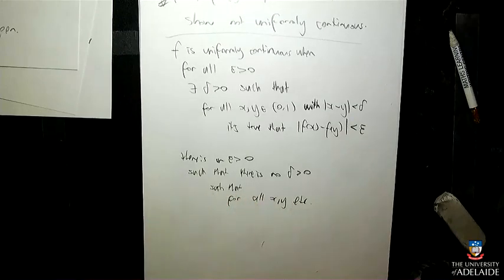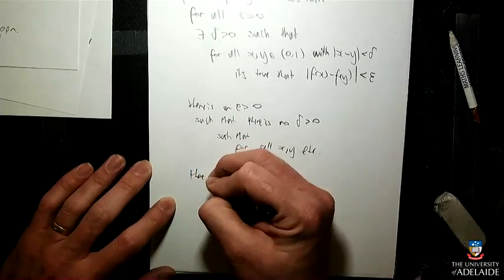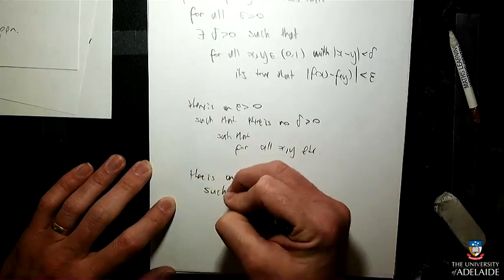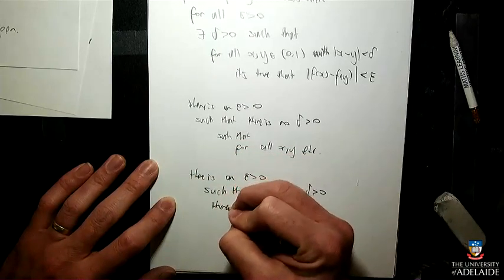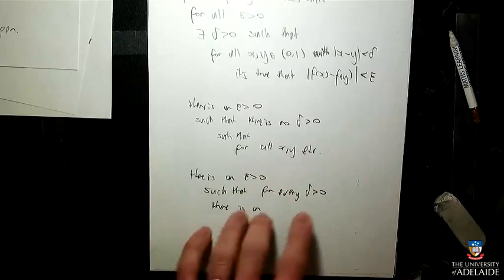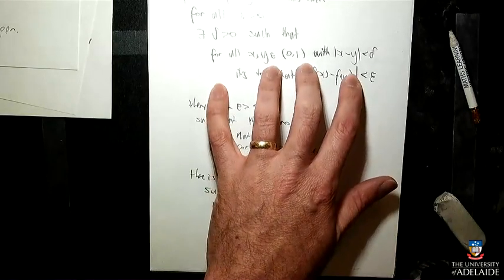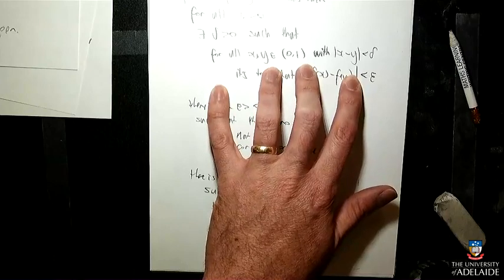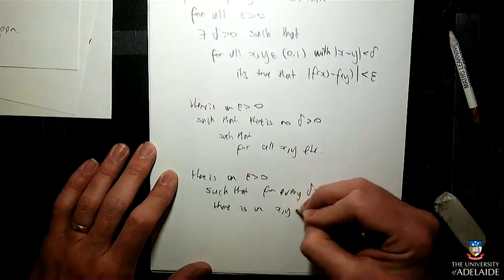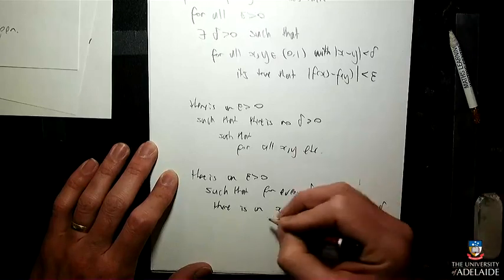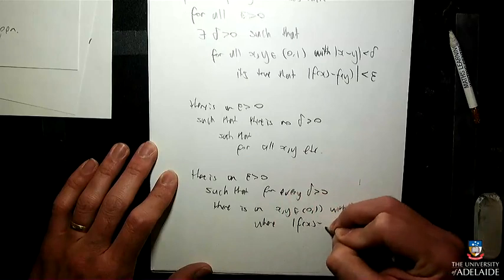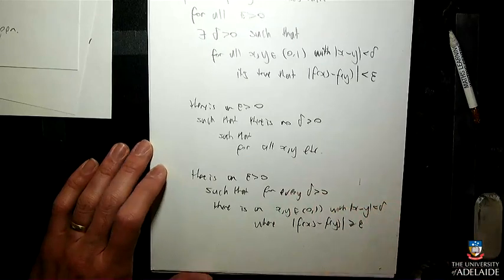So, such that blah, blah, blah. So it's the same as saying there is an epsilon greater than 0, such that for every delta there isn't this. So such that for every delta greater than 0, not all of the x, y's do this. Therefore, there has to be a pair of x, y's which doesn't do that. Okay, such that there is an x, y in 0, 1 with the absolute value of x minus y less than delta, where the absolute value of f of x minus f of y is not less than epsilon.